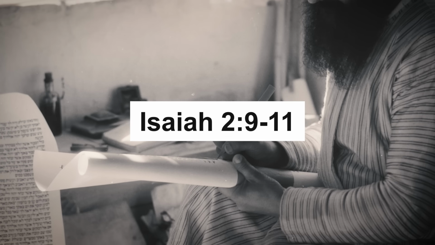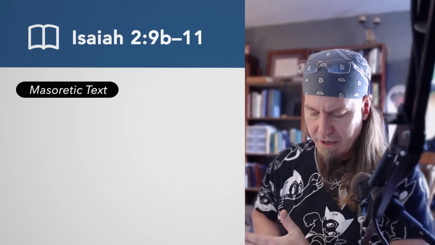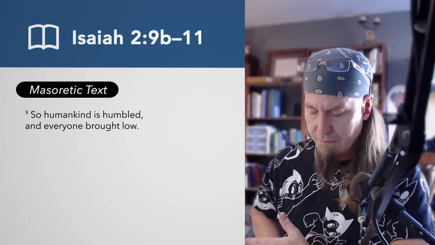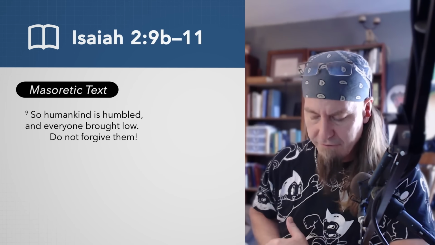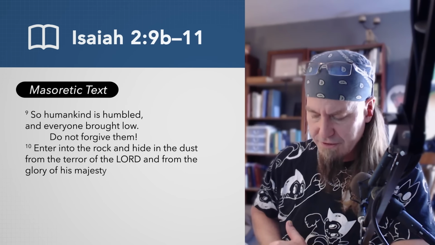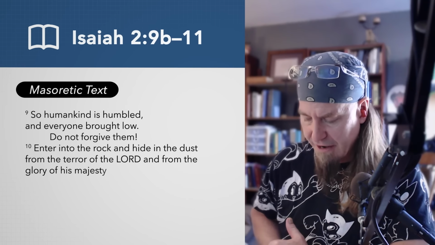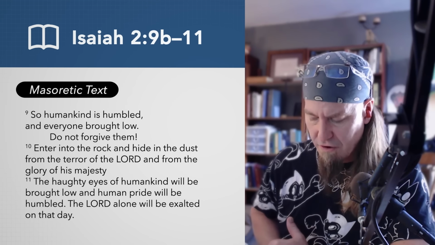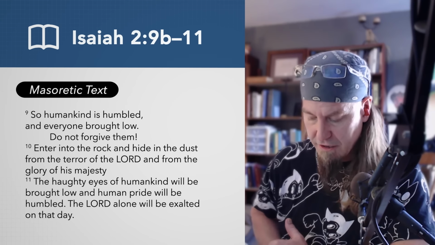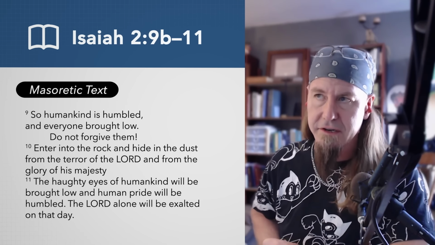Take Isaiah chapter 2, verses 9 to 11. The Masoretic text reads, "So humankind is humbled and everyone brought low. Do not forgive them. Enter into the rock and hide in the dust from the terror of Yahweh and from the glory of his majesty. The haughty eyes of humankind will be brought low, and human pride will be humbled. Yahweh alone will be exalted on that day."